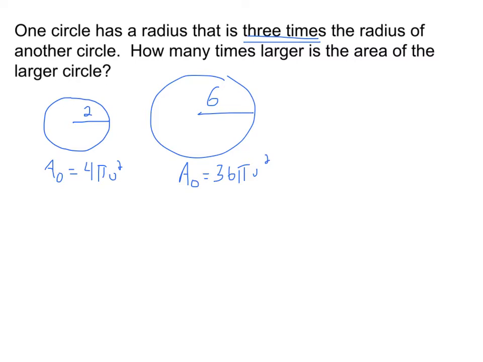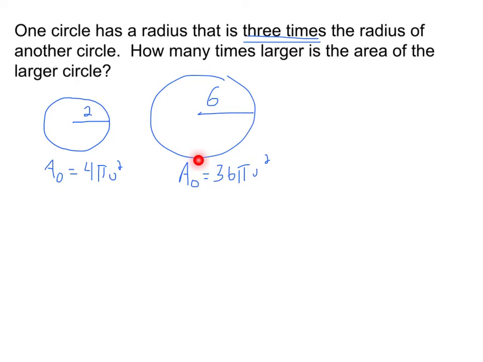How many times larger is the area of the larger circle? Well, you could just look at these and say, 4 pi, to get to 36 pi, what do you multiply by? 9. That means the area of the larger circle is 9 times the smaller circle.